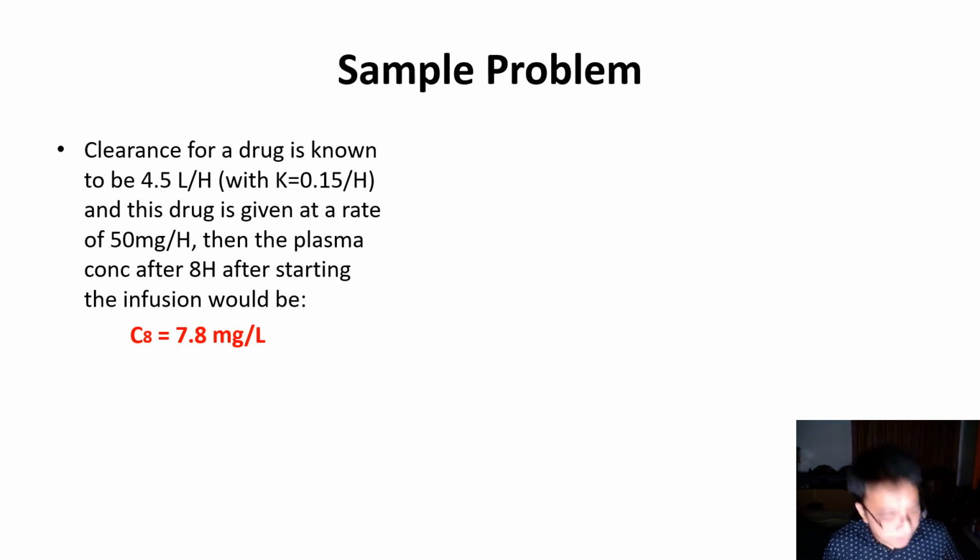Okay, so let's start off, class, with this problem here. Clearance for a drug is known to be 4.5 liters per hour with a K of 0.15 per hour, and this drug is given at a rate of 50 milligrams per hour. Then the plasma concentration 8 hours after starting the infusion would be... Based on the problem, class, we're assuming that wala pa sa steady state ang drug natin. So therefore, class, ang magiging formula natin dyan would simply be, the concentration equals rate of drug input over clearance times 1 minus e to the negative Kt.